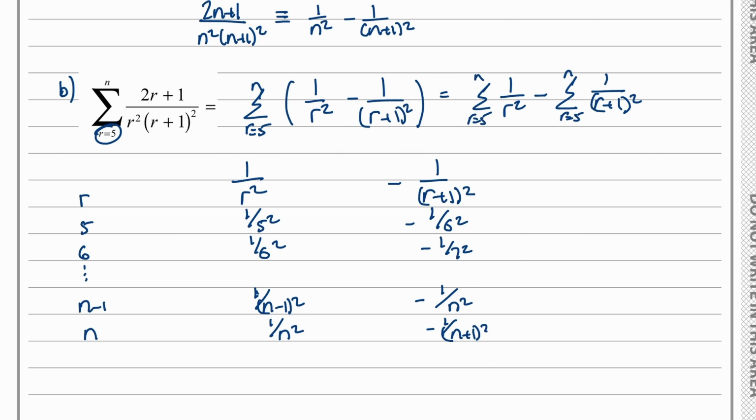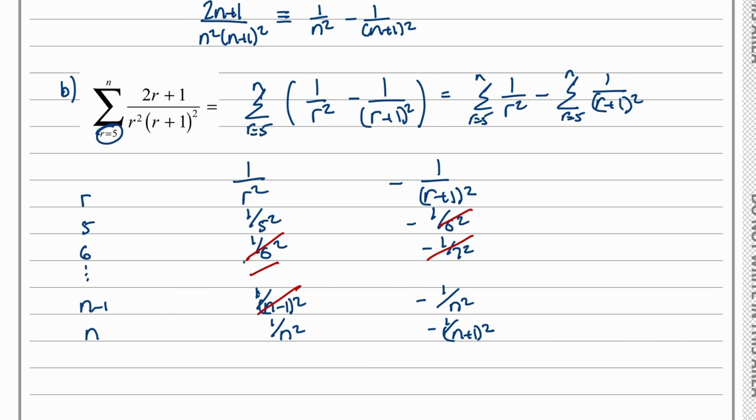And now you can see that the 1 over 6 squared will cancel with this one. The 1 over 7 squared would cancel with this one. And all the other terms would cancel. The 1 over n minus 1 squared would be the one before this one. And the 1 over n squared would cancel as well. So what we're left with is this positive term and this negative term. So we just need to add these together.